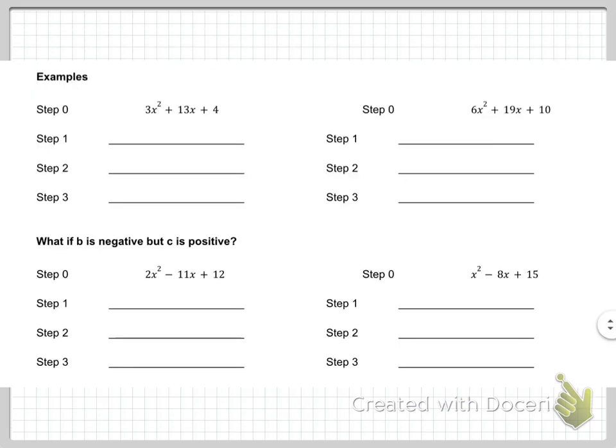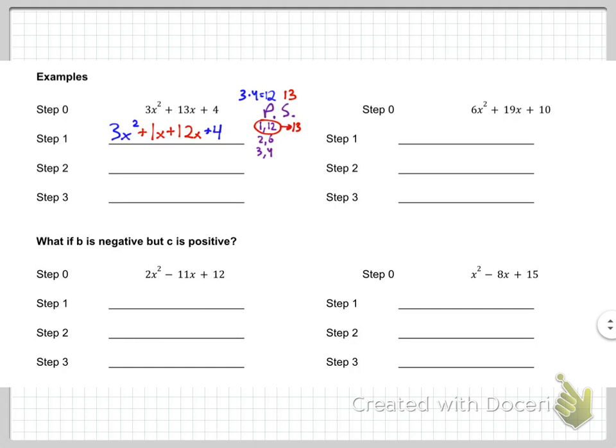Flip on over. We're on the back here. I'm going to do a few more examples with you, and then we'll move on to some special cases. So product sum, product is 12, sum is 13. I list out all the factors of 12. I see that 1 and 12 add up to 13. So let's split 13x into 1x and 12x.